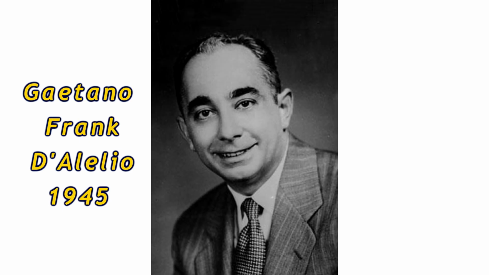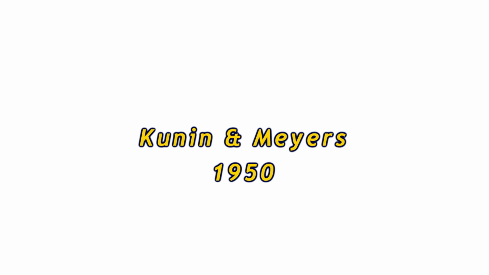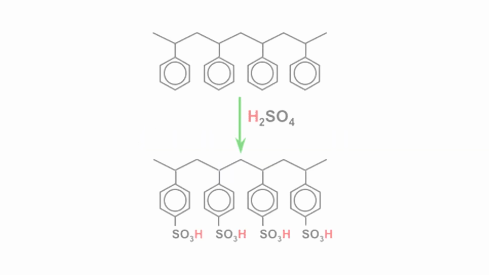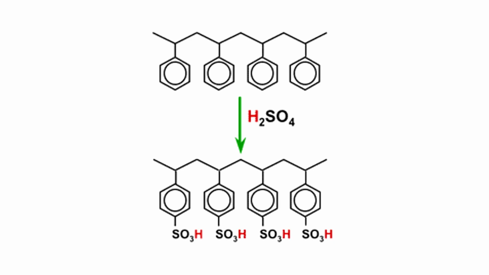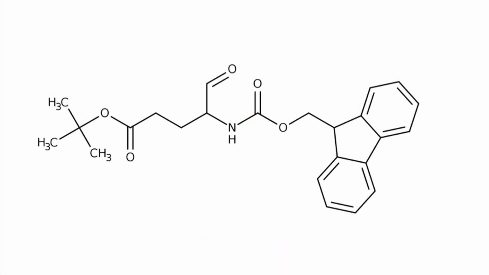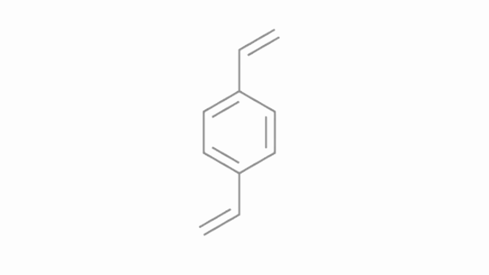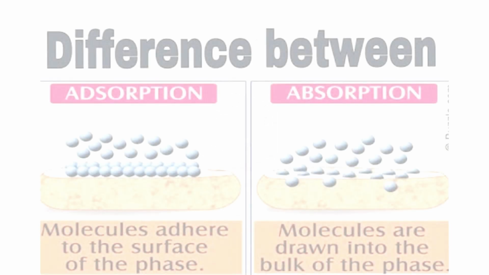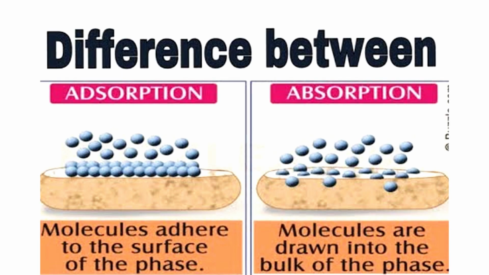In 1950, the definitive milestone was reached. Based on the research of Gaetano Frank D'Alelio in 1945, Cunning and Myers developed and patented the process involving sulfonation, cross-linking, and polystyrene. These advances were followed by McBurney, who around 1952 developed the styrene divinyl benzene copolymer, which was the basis for the definitive establishment of ion exchange technology.